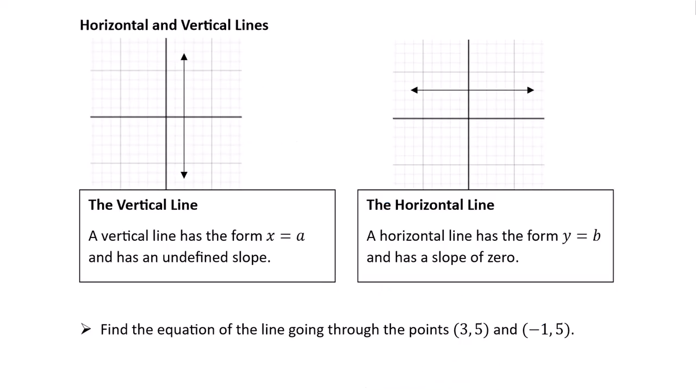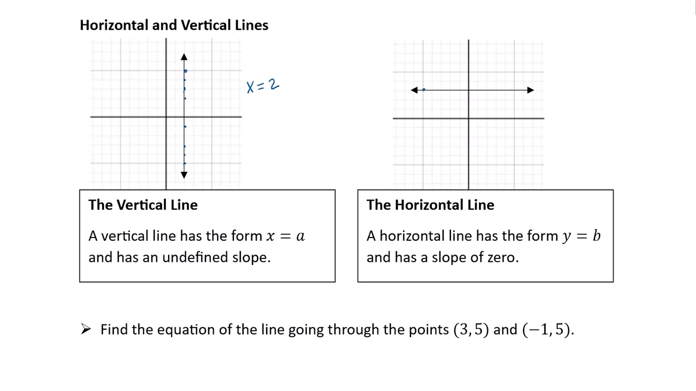Alright, let's review a little about horizontal and vertical lines. This is a vertical line going through an x value of 2. You'll notice here every point along that vertical line has an x value of 2. The y varies, but the x is always 2. So what better equation to represent that line than x equals 2?